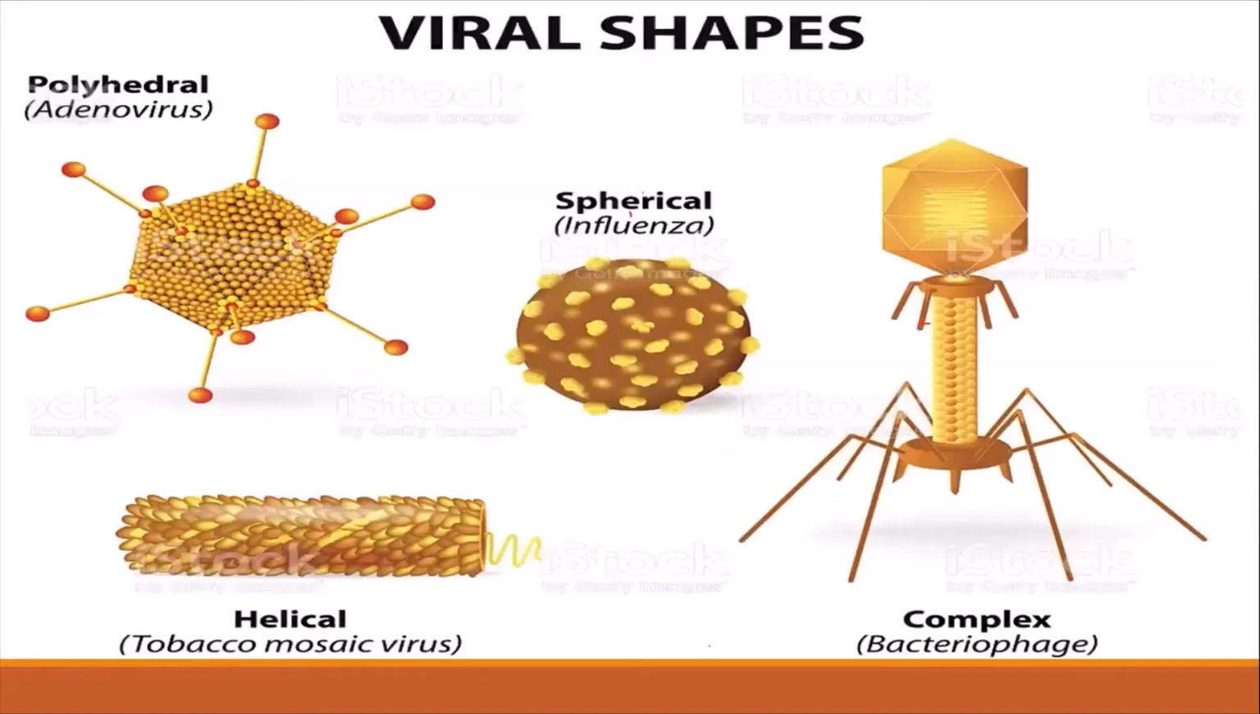So these are the different viral shapes I was talking about. You have the polyhedral, which is an example of an adenovirus, the helical, the tobacco mosaic virus, the spherical, which is the influenza, and then you have more complex viruses, which is your bacteriophage.